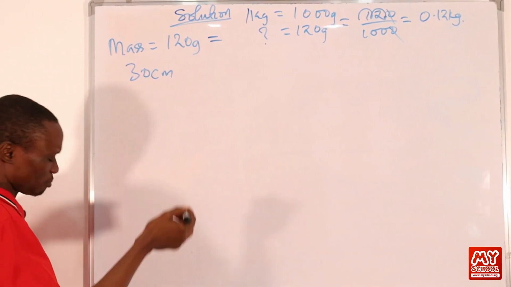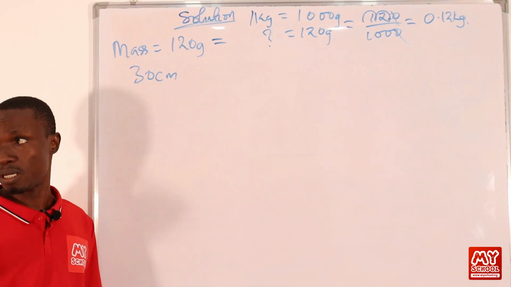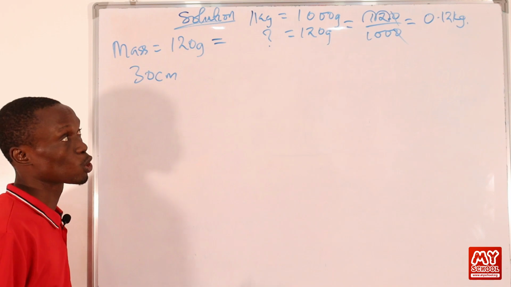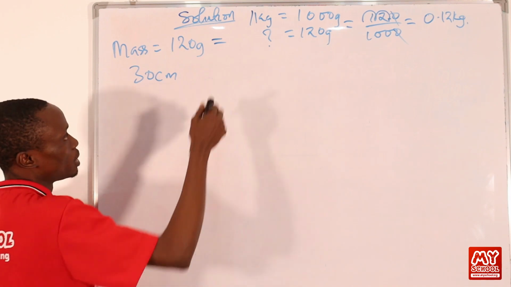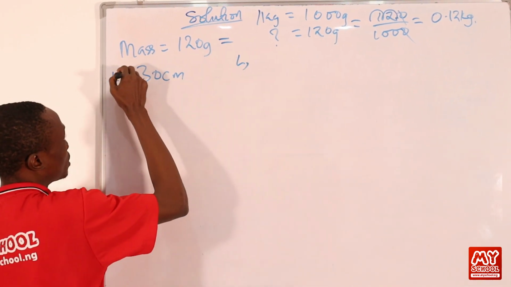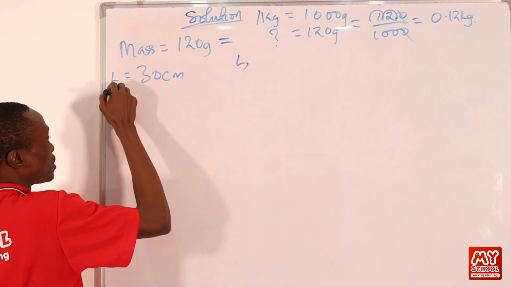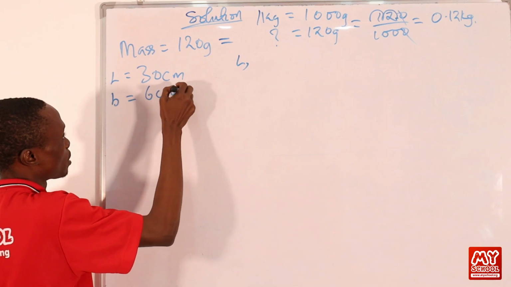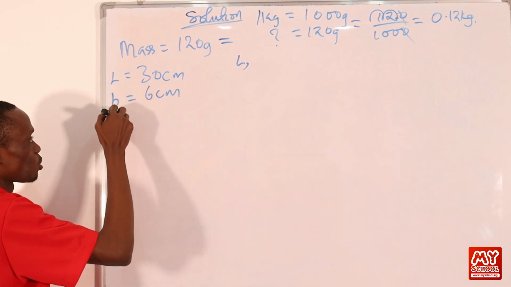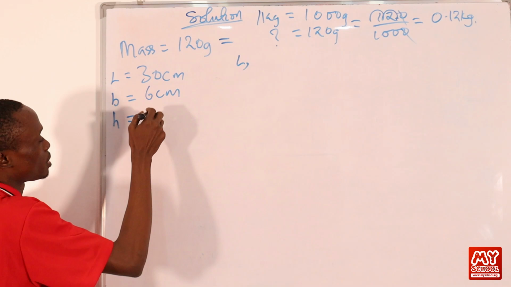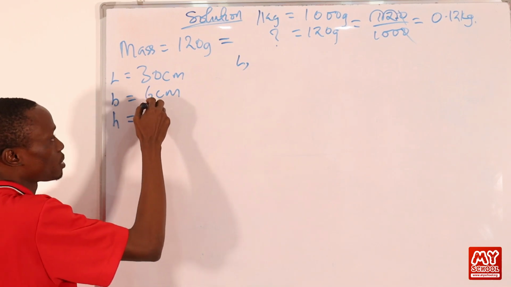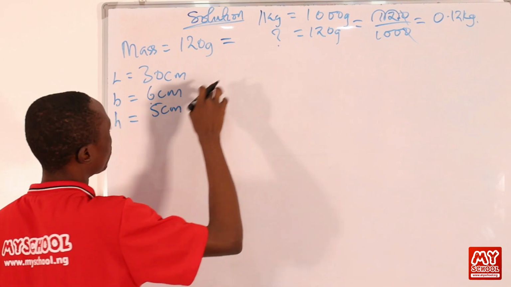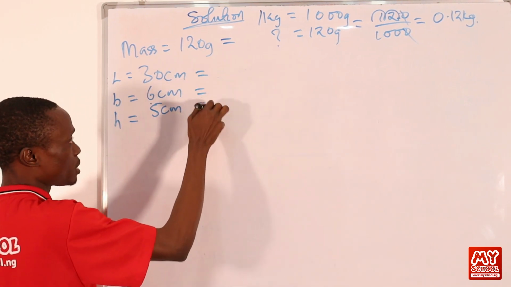Of course, remember that the block of wood is in the form of a cuboid. So we have the length, right? This represents the length, while the second one represents the breadth, which is 6 centimeter, while the third dimension, which represents the height, is 5 centimeter. So first of all, let's convert all of these to meters, right?